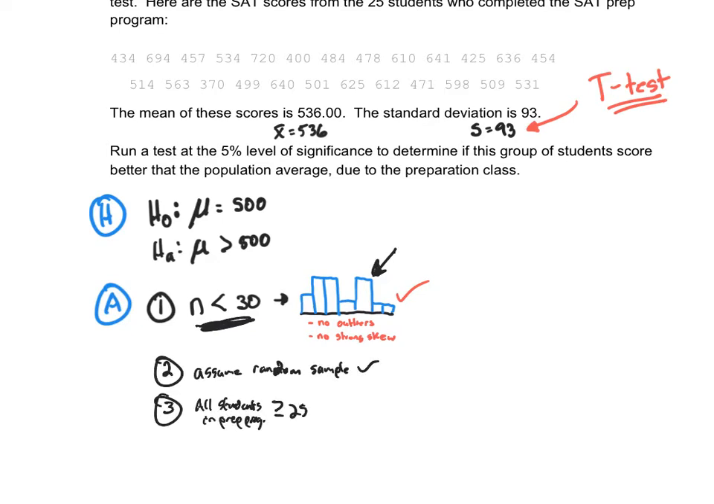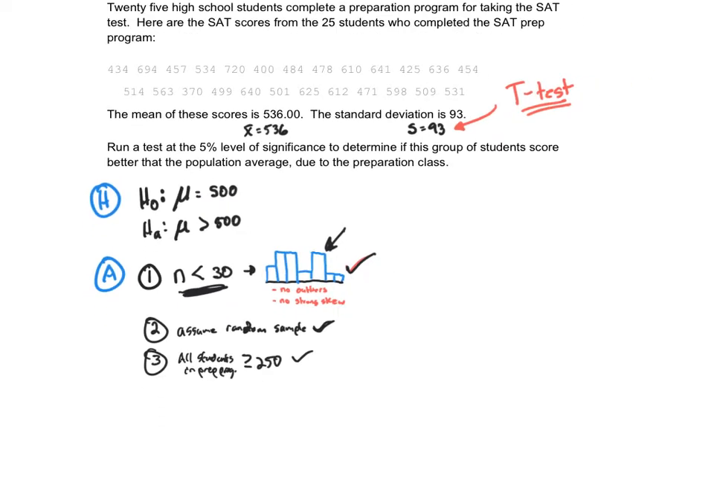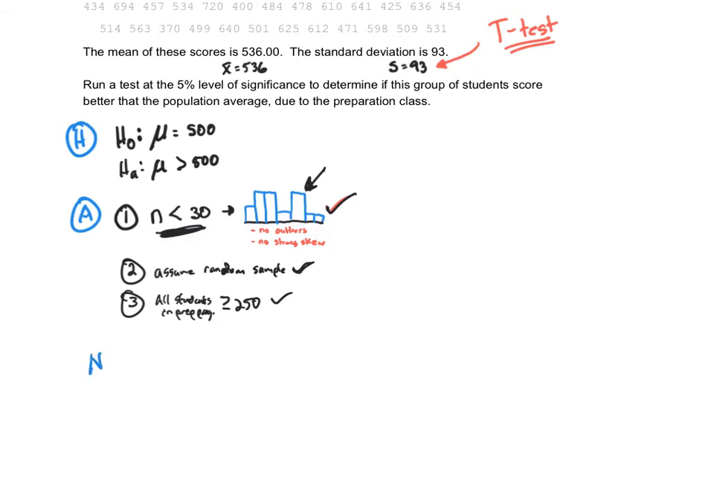Is it greater than 250? We're going to have to take on that assumption as well. Okay, so that's what that looks like. Now, if I'm going to name what I'm going to be doing, instead of doing a z-test for means, I'm going to be doing a t-test for means at the alpha equals 5%, just like I did last time.